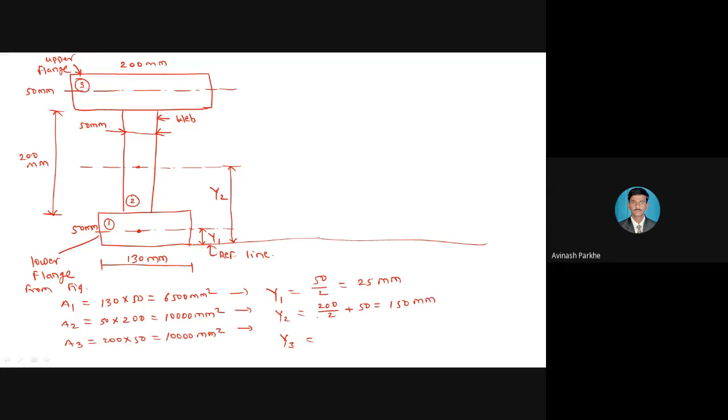Similarly y3, what is the vertical distance of the y3? It is 50 divided by 2 plus 250. 50 divided by 2 plus 200 plus 50. Bottom distances I have to take as it is.